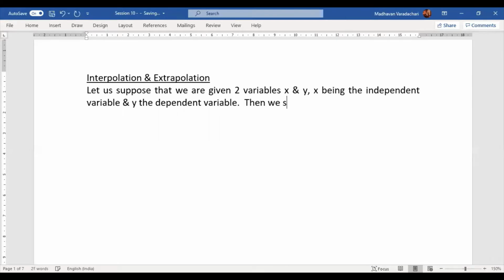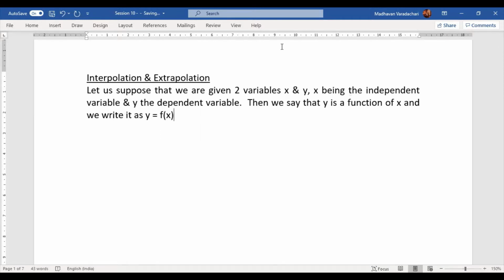Then we say that y is a function of x, and we write it as y equal to f of x. It means you write f within brackets x, but you read it as y of x. Or you can also say y suffix x. I will put it as a suffix.